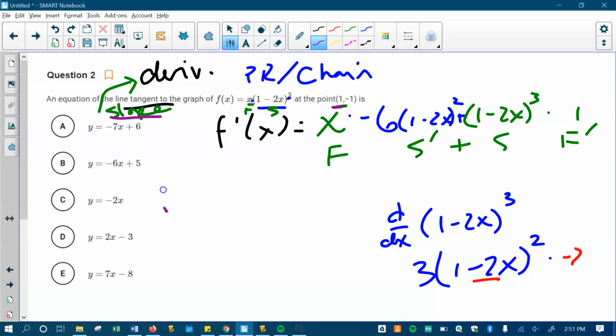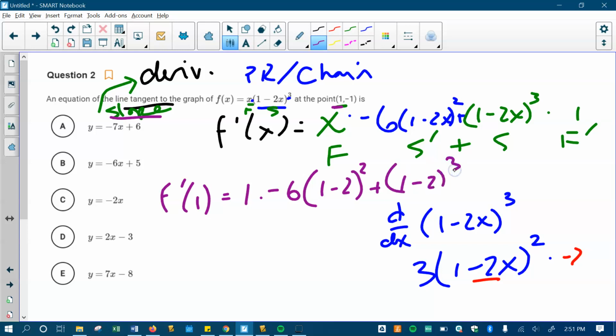And f prime of 1 is going to be 1 times negative 6 times 1 minus 2 times 1, which is just 1 minus 2 squared, plus 1 minus 2 times 1, which is 1 minus 2 cubed, and then times that extra 1. Okay, if I clean this up, I get negative 6. 1 minus 2 is negative 1 squared is 1. So just negative 6 for that first part. 1 minus 2 cubed is a negative 1, so negative 6 plus negative 1, that's going to be negative 7.